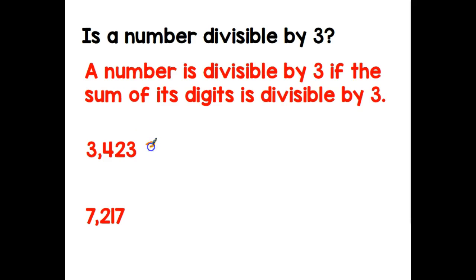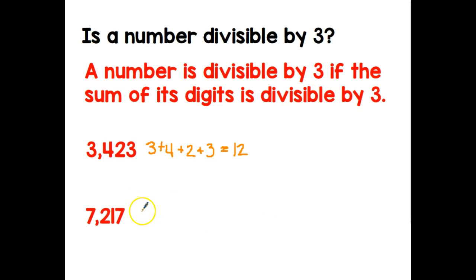Okay, so 3 plus 4 plus 2 plus 3. That would give me the sum of the digits. There we go. So 3 plus 4 is 7, 7 plus 2 is 9, 9 plus 3 is 12. Okay, so there's the sum of the digits, it's 12. Can I divide 12 by 3? Yes, I can, I get 4. So if I can divide 12 by 3, I can divide 3,423 by 3.